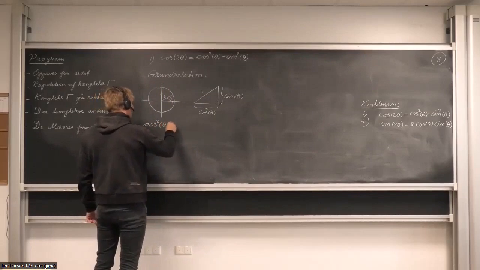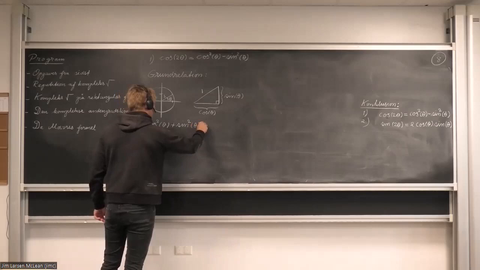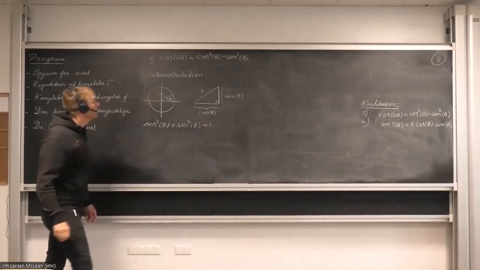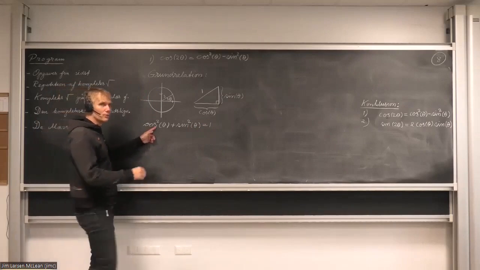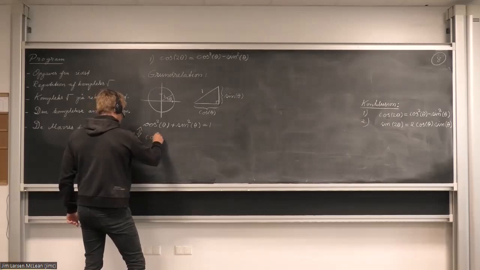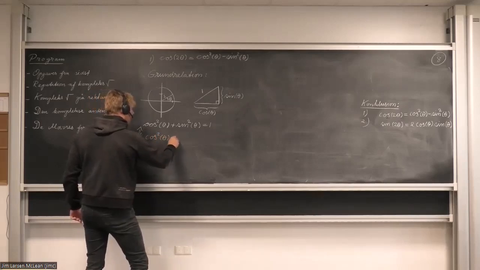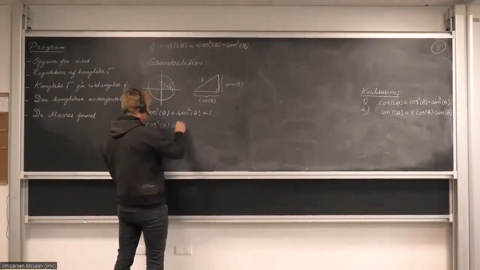The cosine squared of an angle plus the sine squared of an angle, and it must be the same angle, always equals 1. But that means I can isolate the cosine squared here if I feel like it. The cosine squared of theta, how can I write that? Well, I can write it as 1 minus the sine squared.